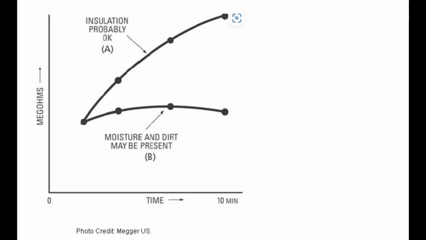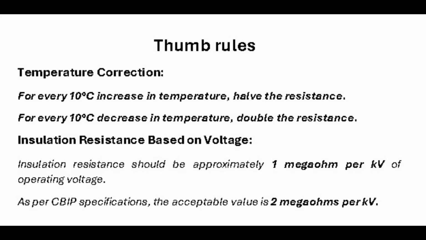The graph highlights the importance of the time resistance method for assessing insulation resistance. Curve A shows that good insulation exhibits a continual increase in resistance over 5 to 10 minutes. In contrast, Curve B indicates that contaminated insulation starts with higher resistance but plateaus quickly. This demonstrates that relying solely on initial spot test results could be misleading, as they might not reveal underlying issues with the insulation. In final, let's discuss thumb rules.